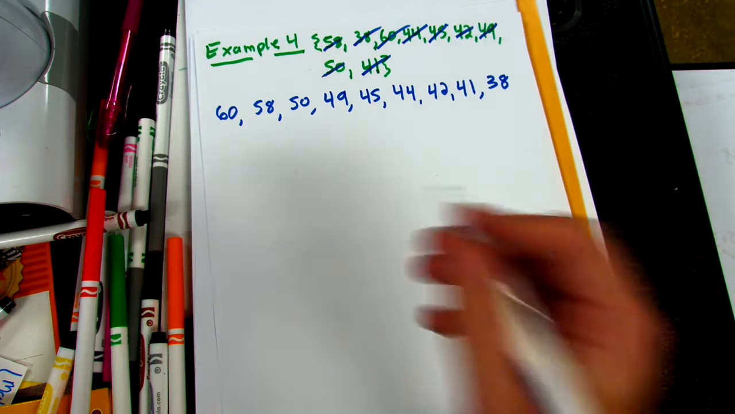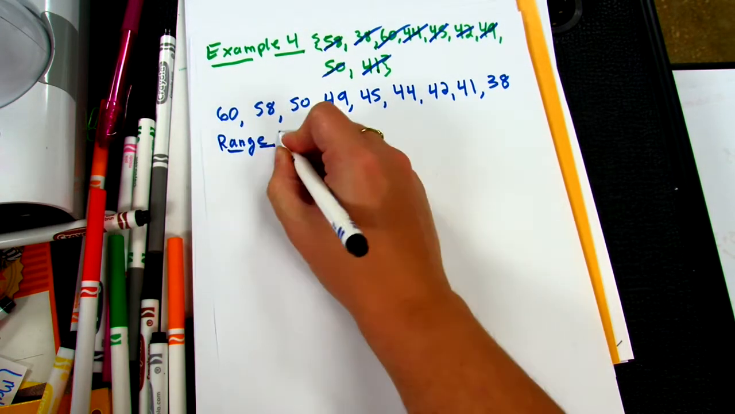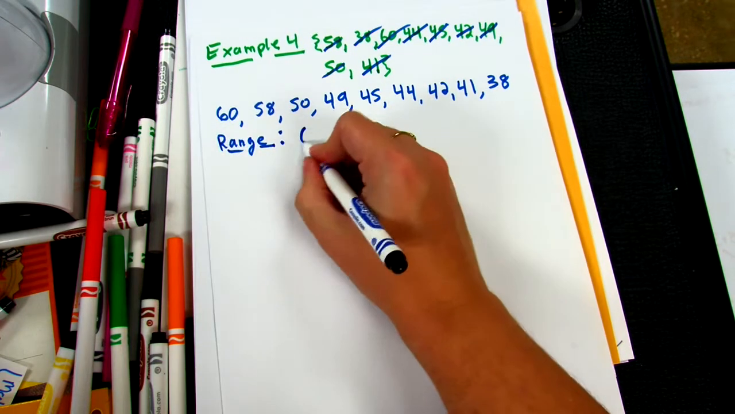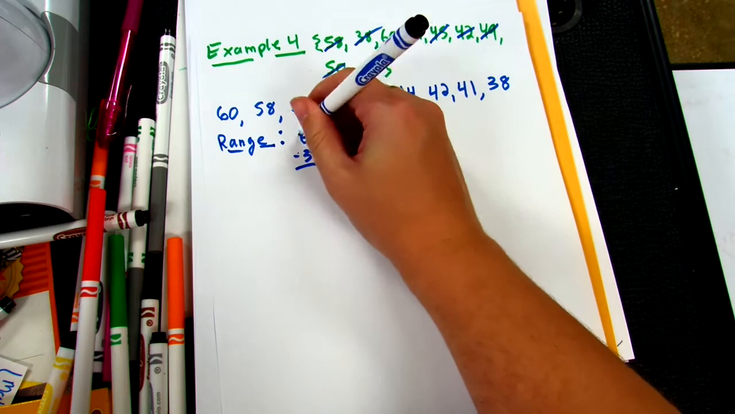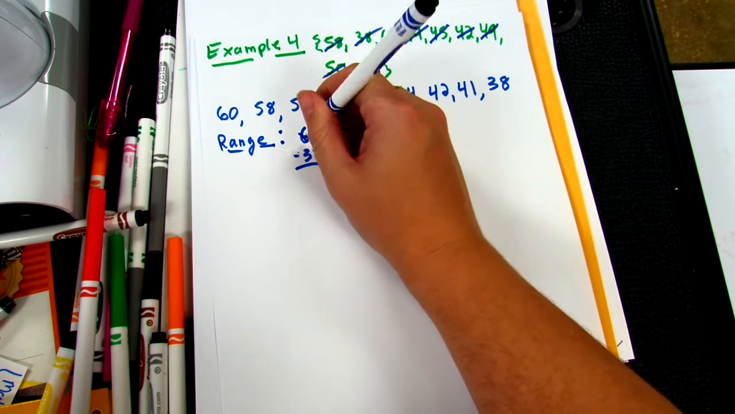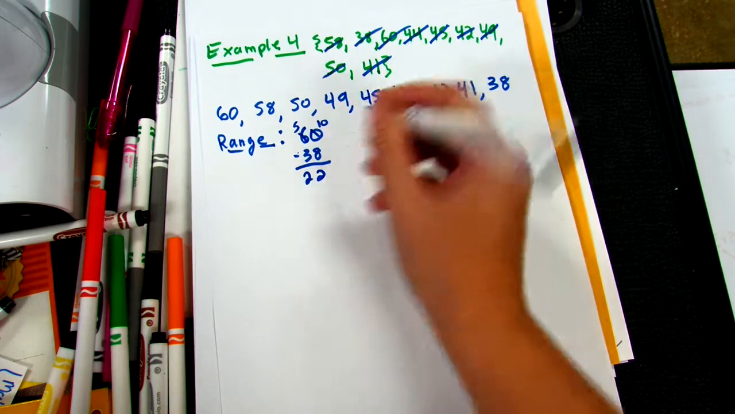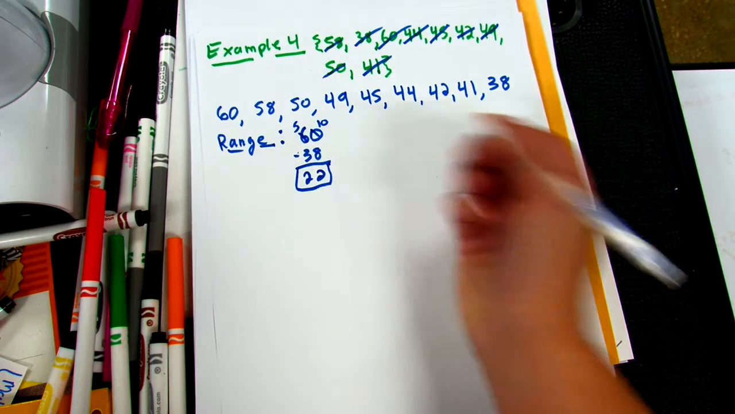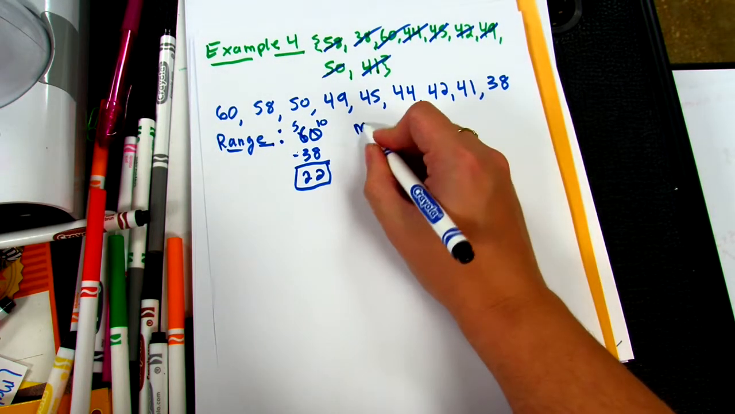So when I find my range, it's the largest number minus my smallest number. So 60 minus 38. So let's see, borrow from the 6. So I get the range of 22.